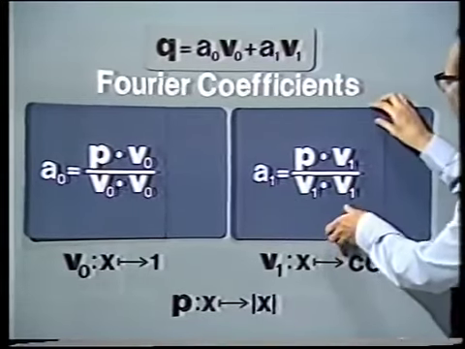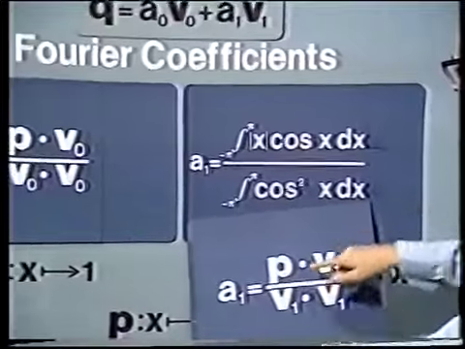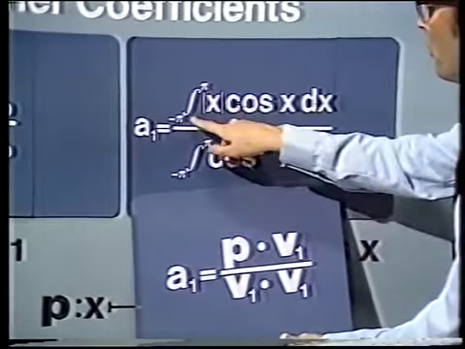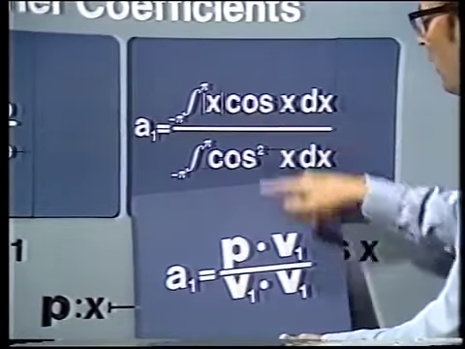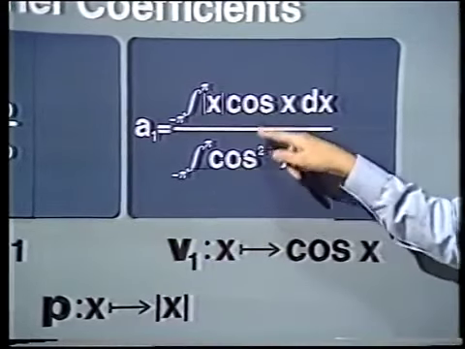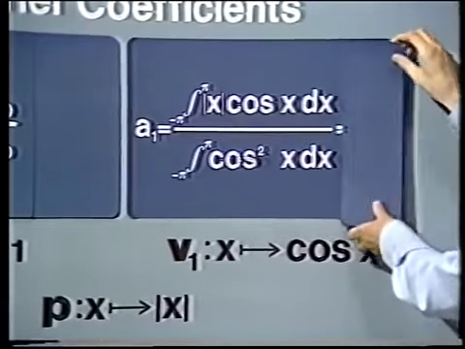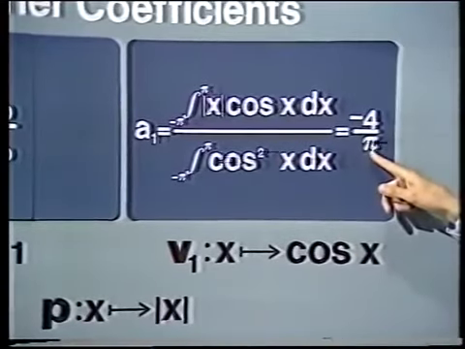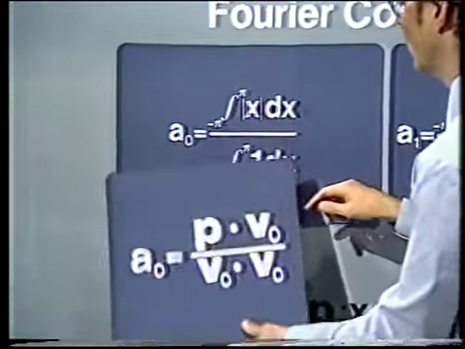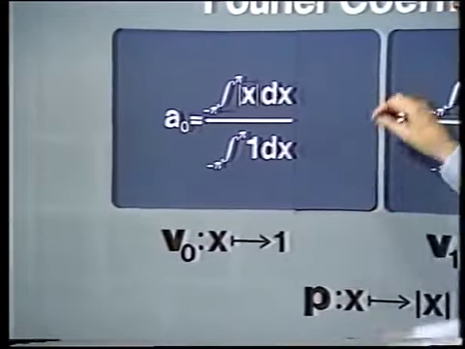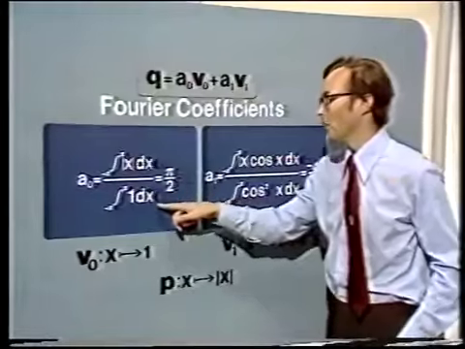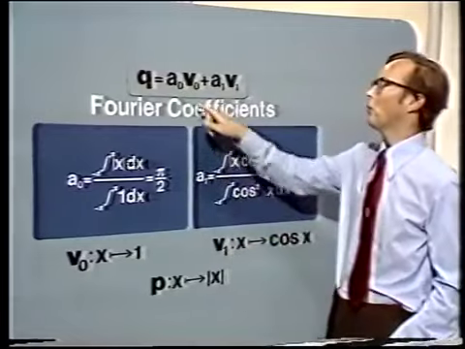Well, let's look at a1. We've got to calculate p dot v1 and v1 dot v1, and p dot v1 is just this integral of p times v1. v1 dot v1 is just the integral of cos squared. So a1 is just this quotient of integrals, and if you work it out, what you get, in fact, is minus 4 over pi. And we can do exactly the same thing for a0. It's a quotient of integrals, and if you actually work out these integrals, then the answer turns out to be pi over 2.